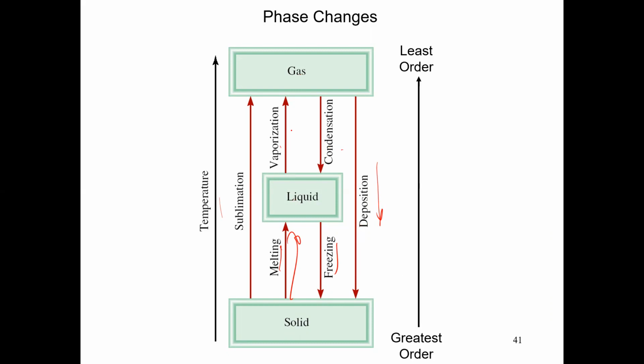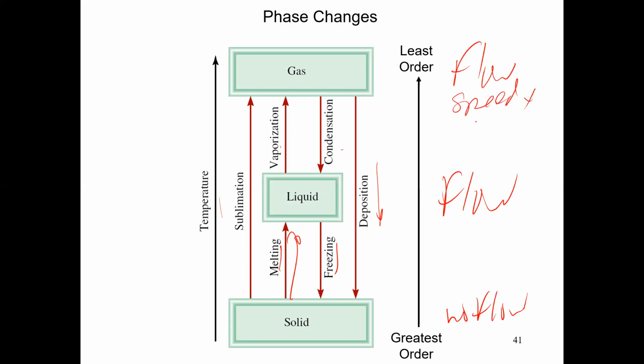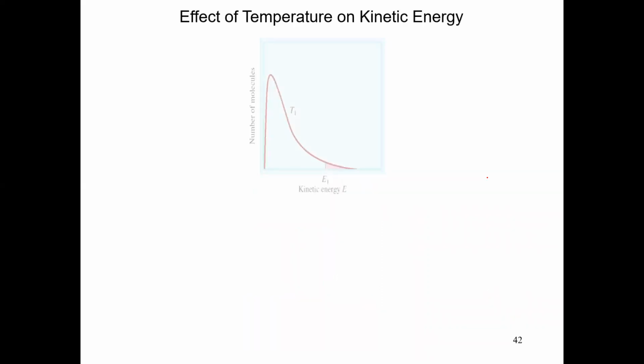The greatest order is the solid form. The liquid is intermediate. The solid will not flow. The liquid will flow, and the gas will also flow. The molecules are very speedy in a gas, but basically a liquid will flow. You could pour liquid out of a beaker and see the flow for yourself.